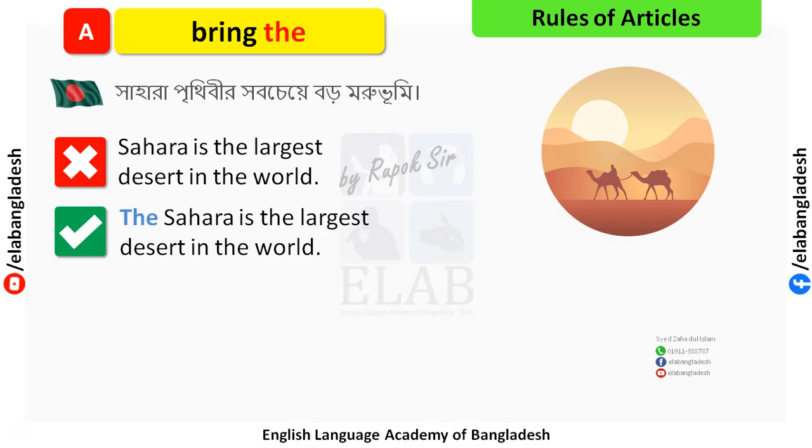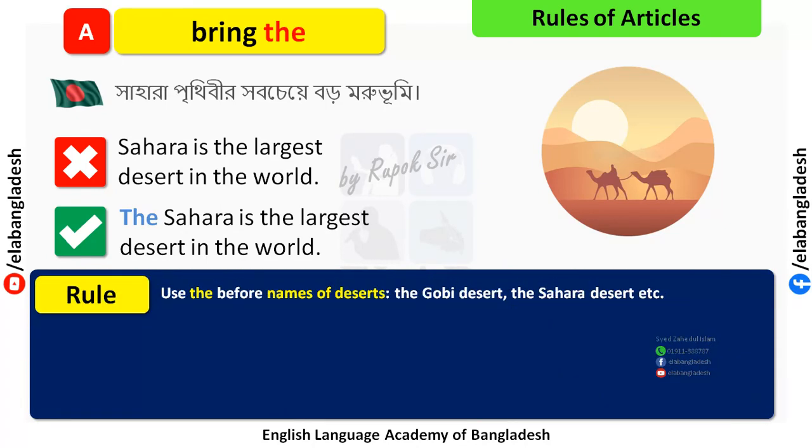The Sahara is the largest desert in the world. Use the before names of deserts: the Gobi Desert, the Sahara Desert, etc.